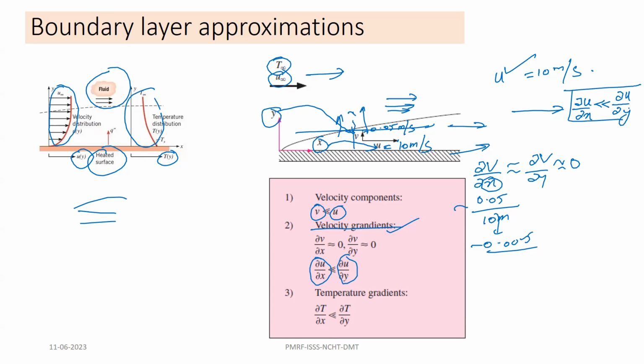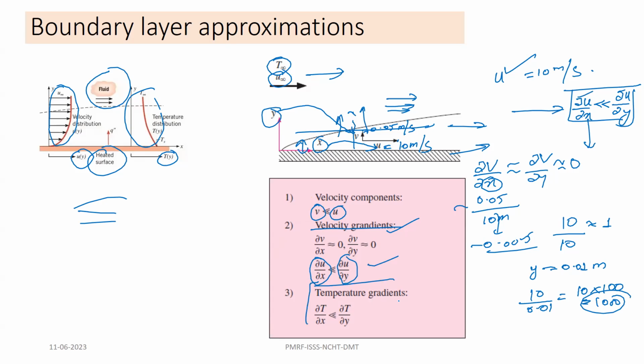What is the basis of this assumption? If X is very large, Y is only up to the boundary layer thickness. Suppose U is 10 and the plate length is 10, then ∂U/∂X will be approximately equal to 1. And suppose Y is the thickness, maybe 0.01 meter, then 10 by 0.01 will be how much? 10 into 100, so 1000, which is very much greater than ∂U/∂X. So this assumption is also taken into consideration.